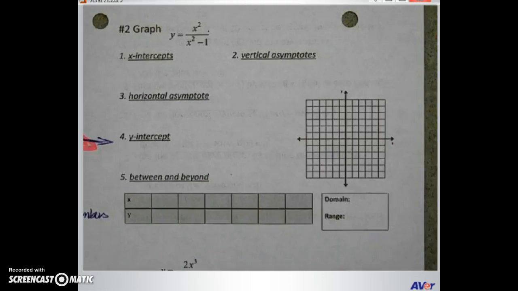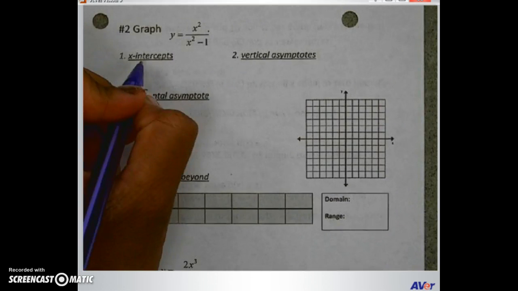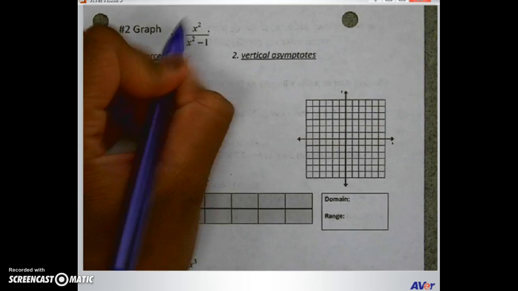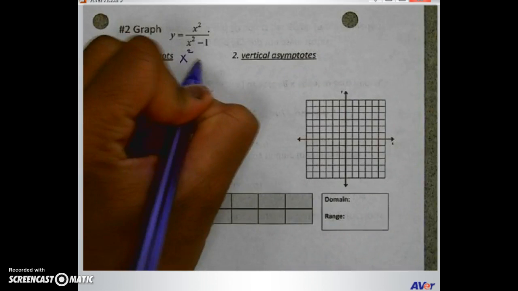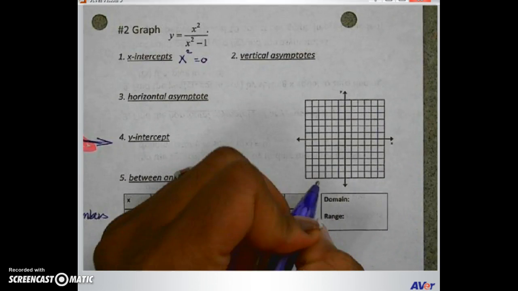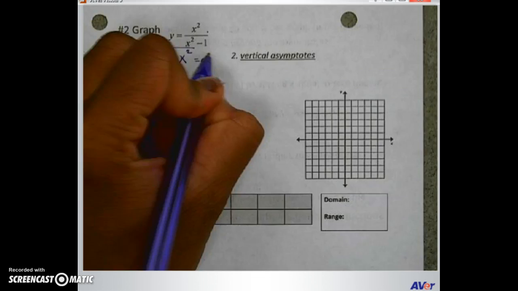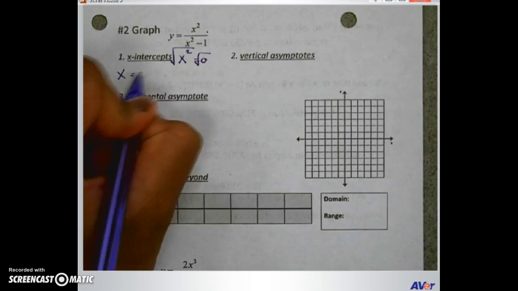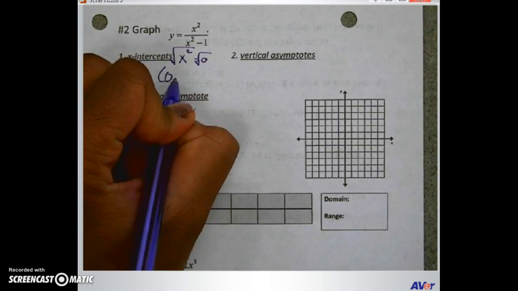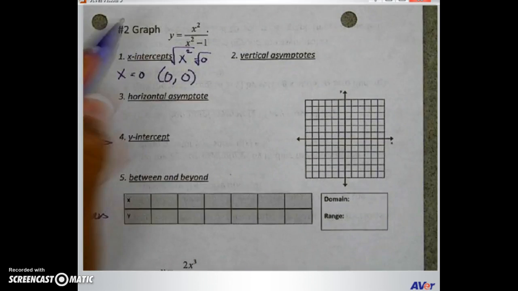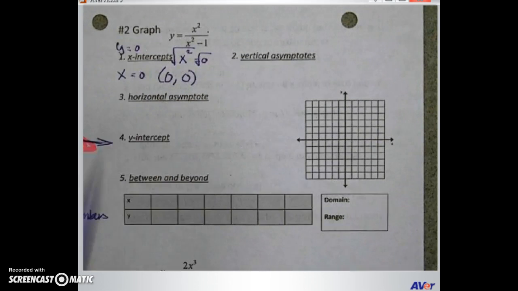Okay, so here we are at graph number 2, and we're still going to follow through the same steps that we did before. So step 1, find the x-intercept, and remember that's going to set the numerator, x squared, equal to 0, and solve. So I'll take the square root. So my x-intercept is 0 again, so this is 0, 0. Remember always that the y equals 0 for your x-intercept.